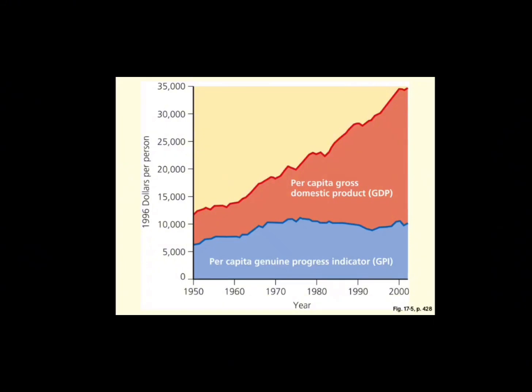This graph shows the per capita gross domestic product from the 1950s to 2000. So we can see the dollars per person from 1996 up to 2000.